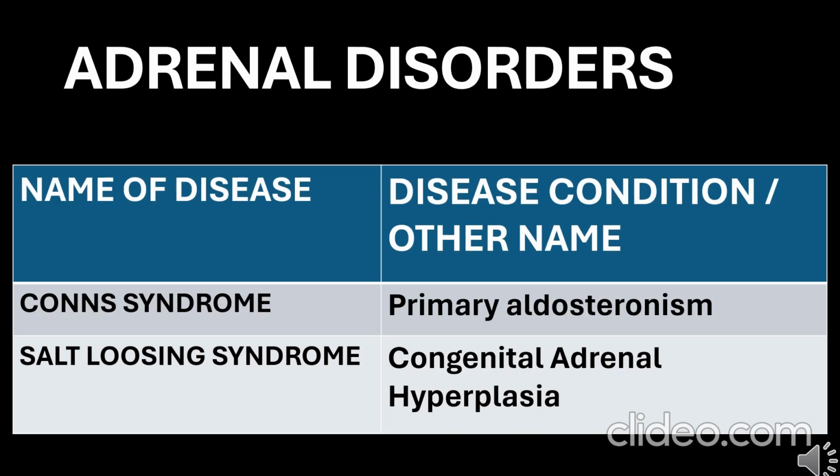Now let us see the adrenal disorders. First one is Conn syndrome, which is primary aldosteronism. Second one is salt-losing syndrome or salt-wasting syndrome, which is congenital adrenal hyperplasia.